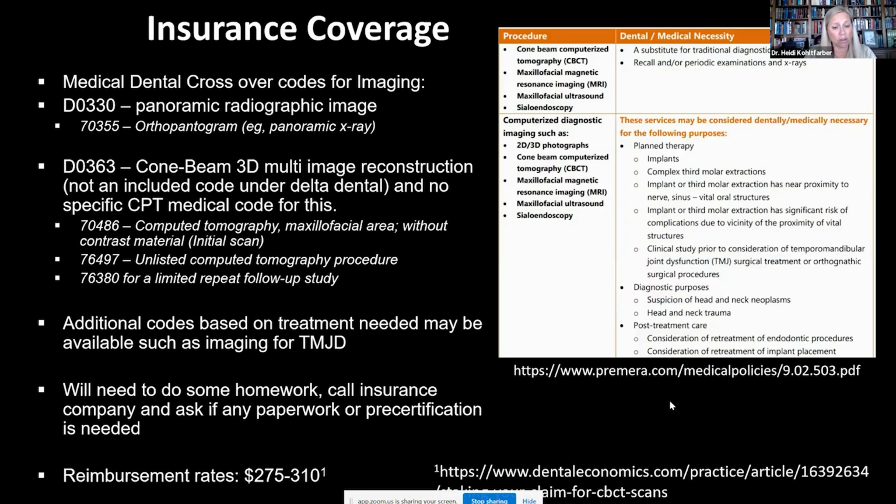So you do want to do some homework in this area. You can call your insurance company as well and ask if they cover a cone beam CT. Sometimes there's paperwork, or sometimes you need to have some sort of an in-office pre-certification. So you want to make sure that you do that before you start trying to charge that out. Some of the insurance companies do require pre-certification beforehand.